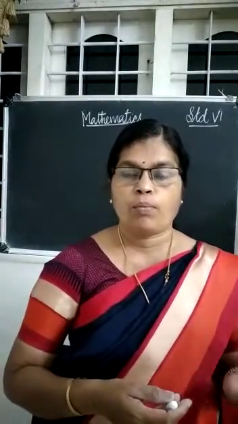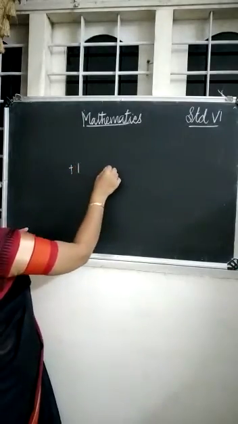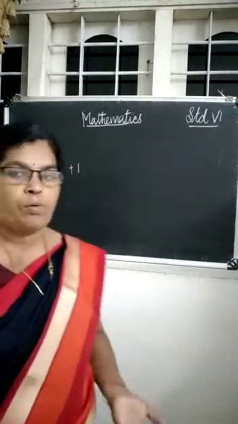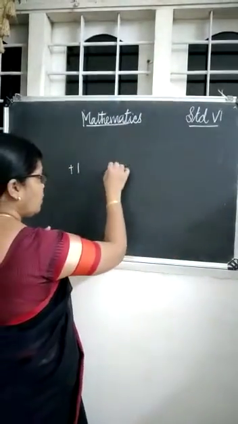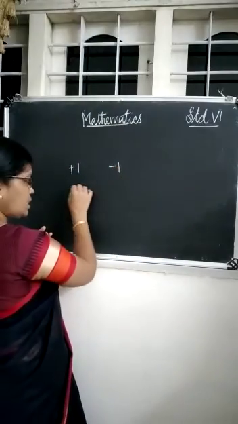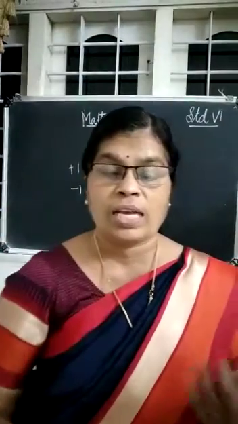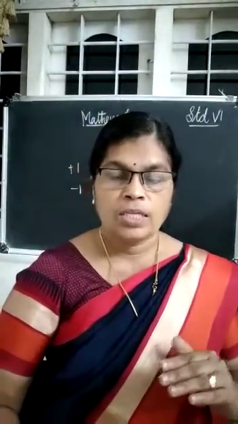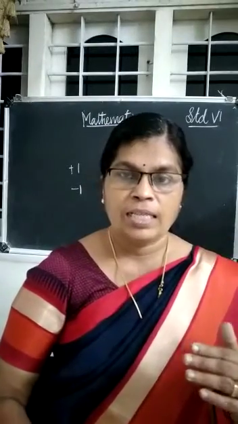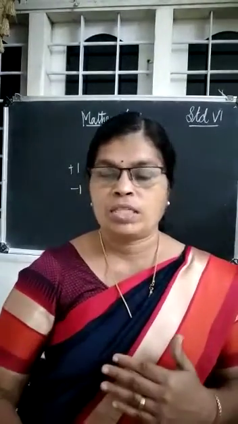So we know that for positive 1 there is negative 1. What is the inverse, what is the opposite of positive 1? Opposite of positive 1 is negative 1. Then if we take negative 1, the opposite of negative 1, or inverse, that is called inverse. Opposite means inverse, just opposite, right? So for positive 1, the inverse is negative 1. For negative 1, the inverse is positive 1.